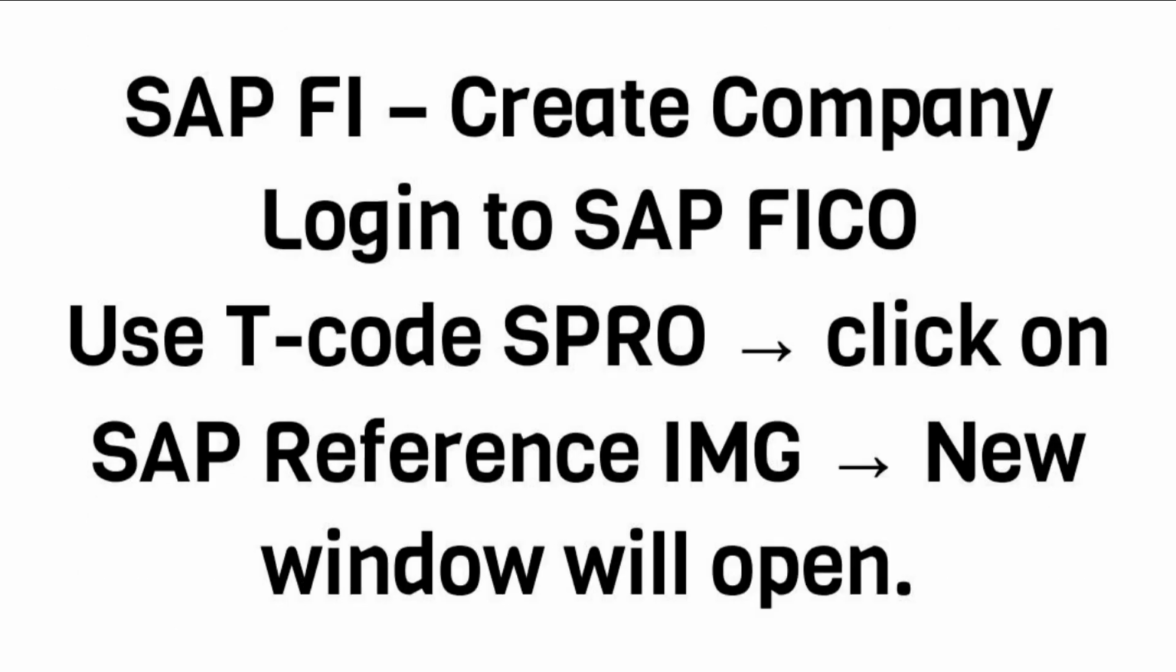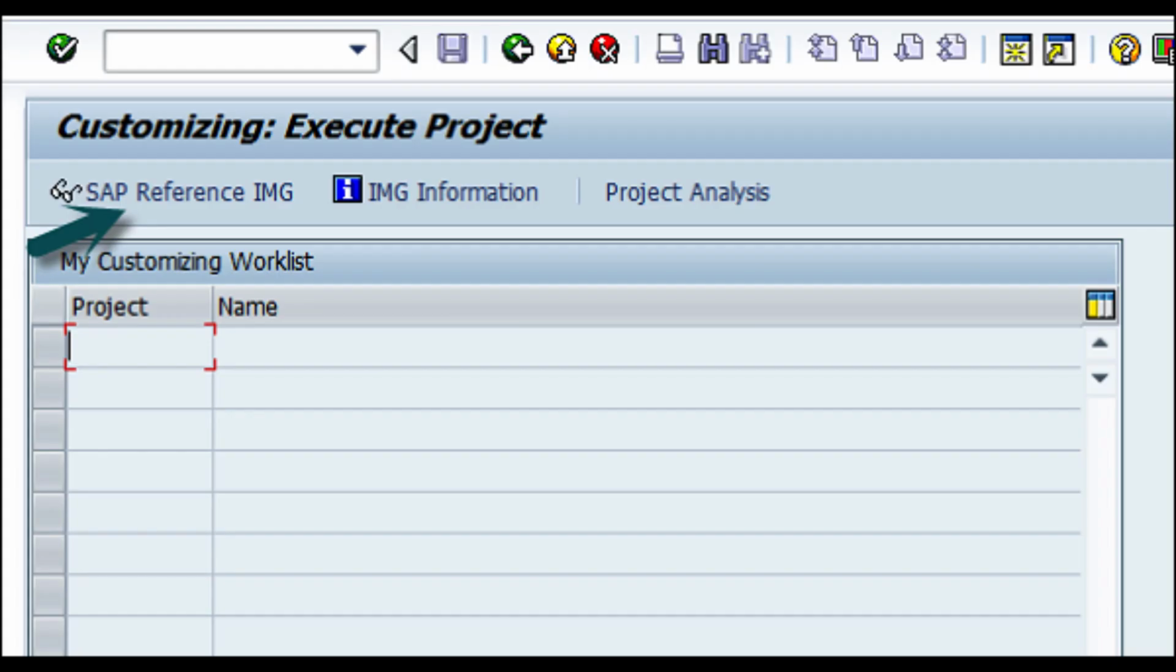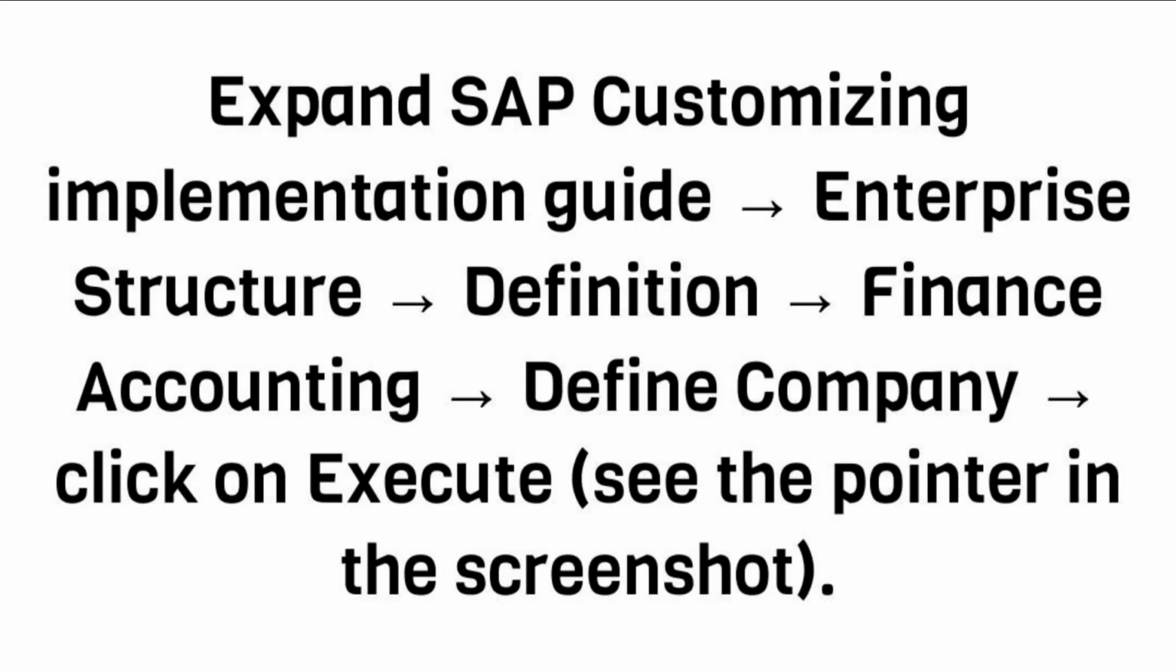SAP FI Create Company. Login to SAP FICO. Use T-code SPRO. Click on SAP Reference IMG. A new window will open. Expand SAP Customizing Implementation Guide, Enterprise Structure, Definition, Financial Accounting, Define Company. Click on Execute. See the pointer in the screenshot.